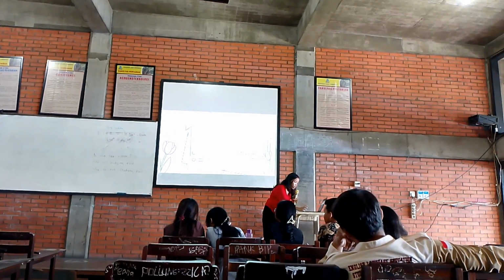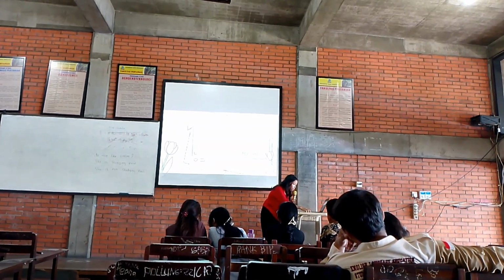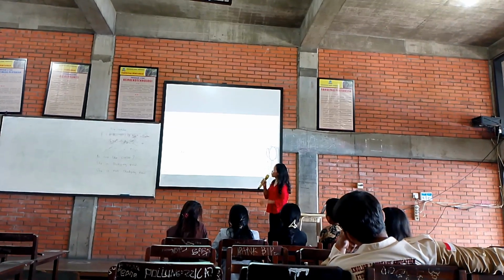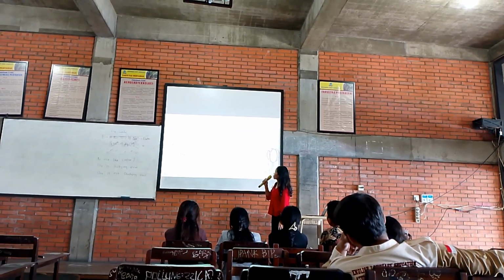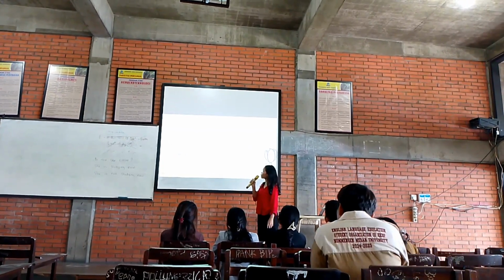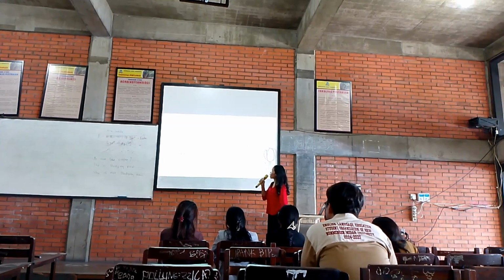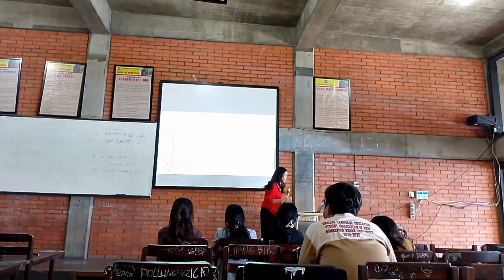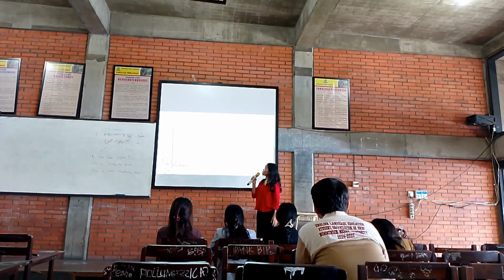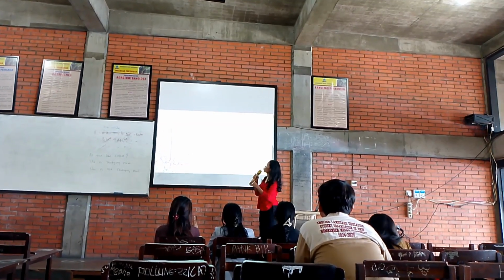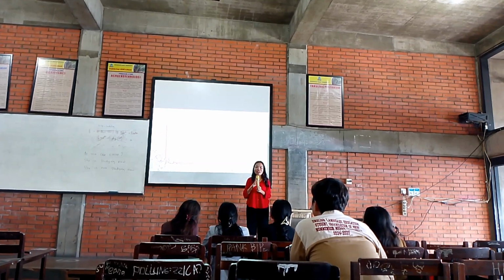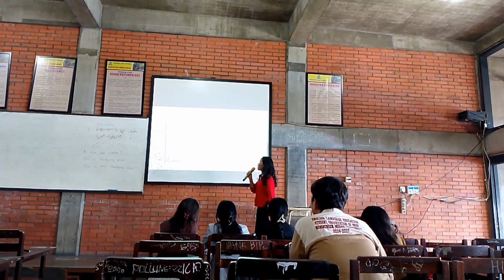Okay, now we are going to the definition of auxiliary verb. The definition of auxiliary verb is a helping verb that cannot stand alone but is used to support the main verb so that the meaning of the sentence is complete. There are 5 functions of auxiliary verb.